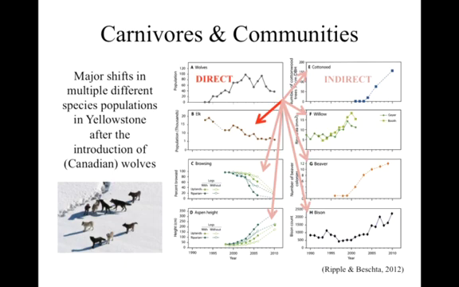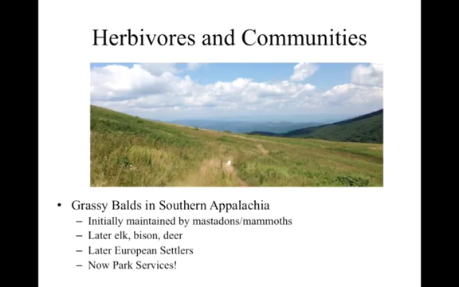Same with the bison population. There was now less competition with the elk because the wolves were eating the elk and not so much the bison, and so the bison population responded positively because of this interaction with the elk. So again, we had the direct effect of wolves on elk, but then we had all these indirect effects of wolves on all these different things that the elk interact with.